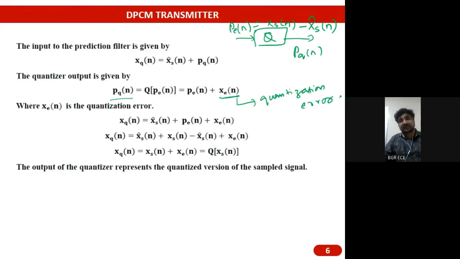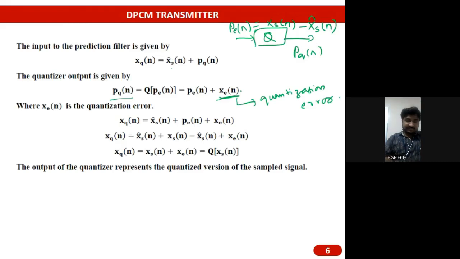Because the quantization process consists of two processes, either it may truncate the value or it may round off the value. When we do either of these operations, there will be a small error, called the quantization error, which deviates from the original value of the sample, denoted xe of n. So the quantized output will be equal to the input plus the quantization error.